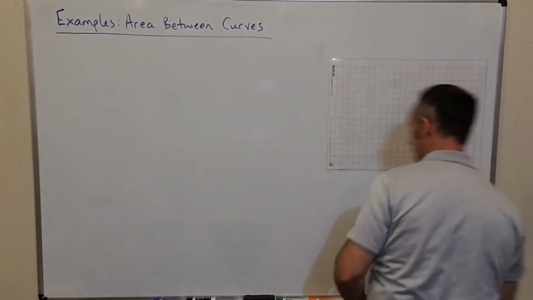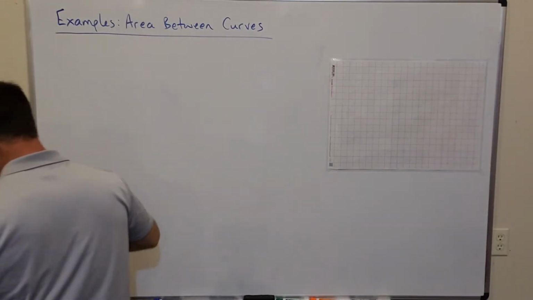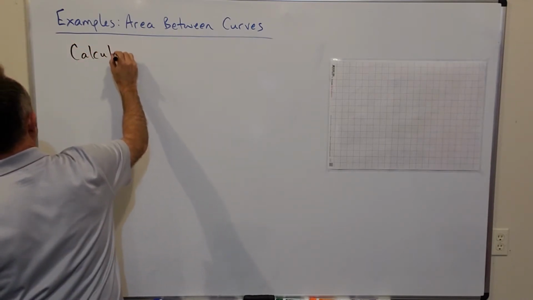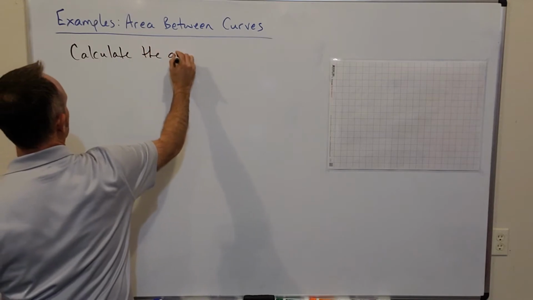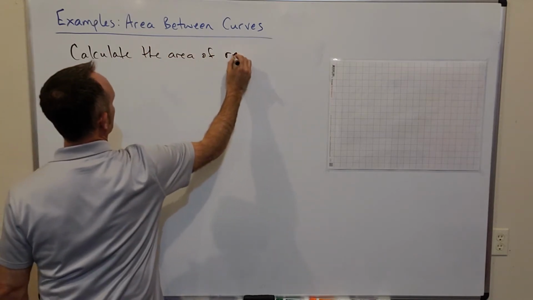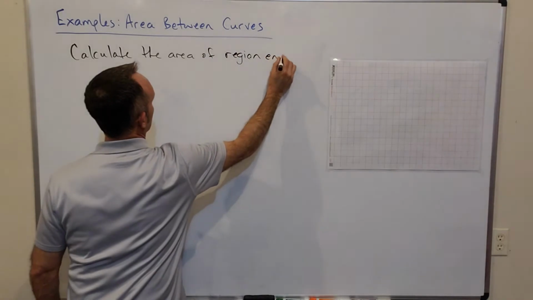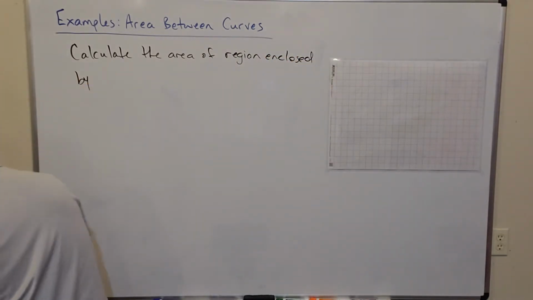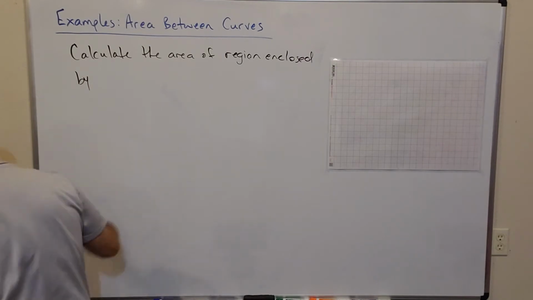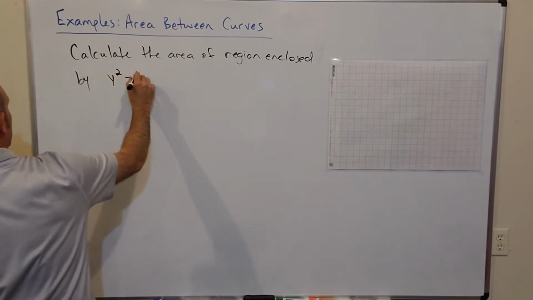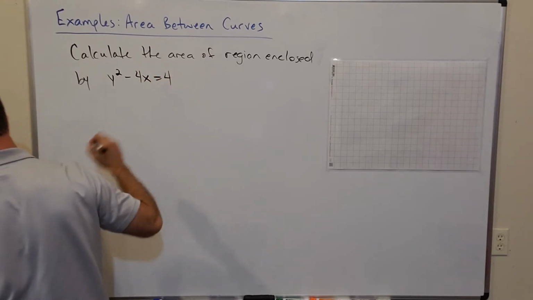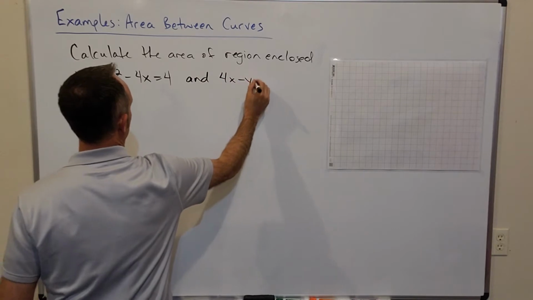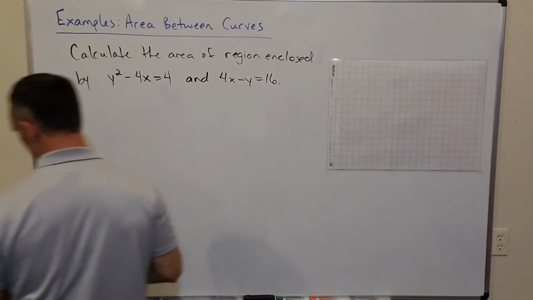All right. So let's say we want to calculate the area of the region enclosed by y squared minus 4x equals 4 and 4x minus y equals 16.